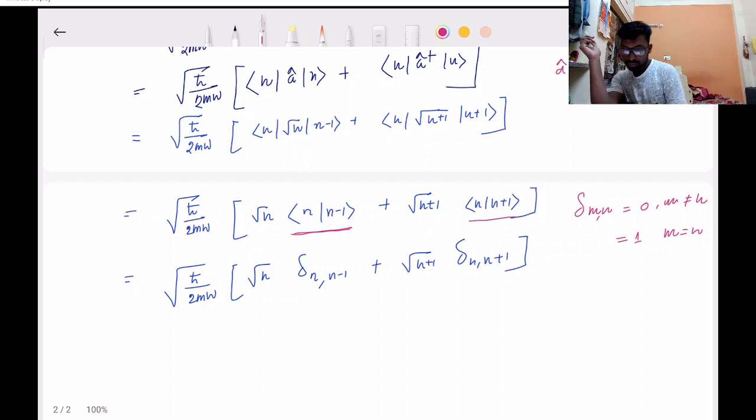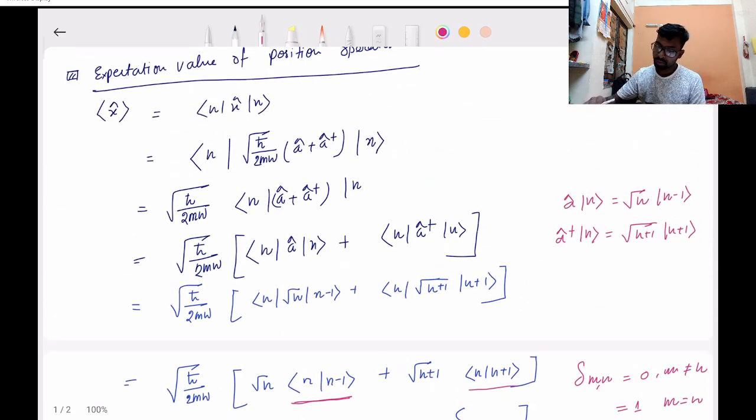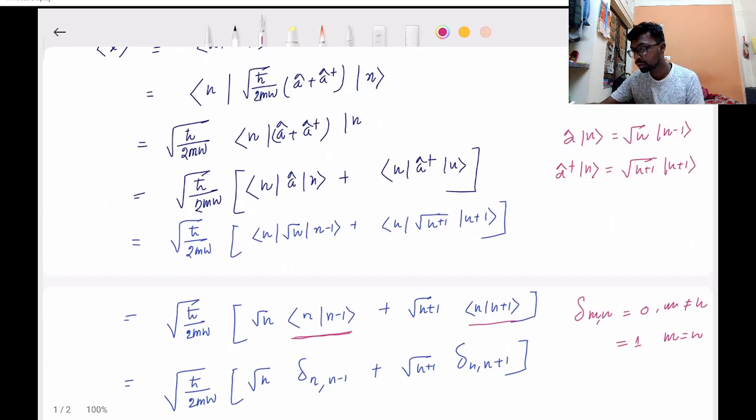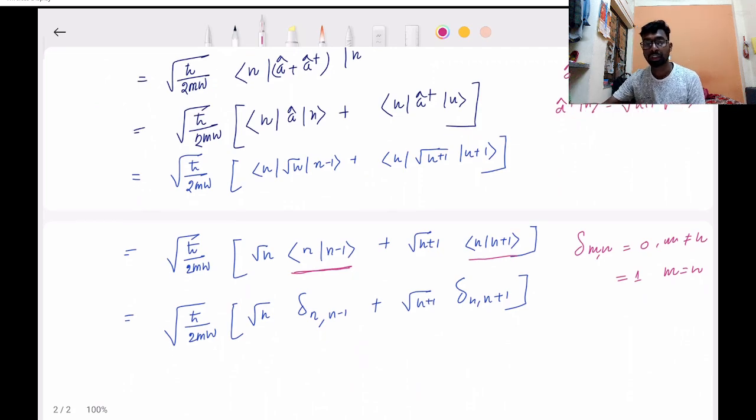Okay, so this is the way to calculate the expectation value of the position operator for a harmonic oscillator in the nth state. But if you try to find the expectation value for the ground state, what do you get? The expectation value of x in the ground state, and the expectation value of the position operator for the first excited state. We perform these two calculations.